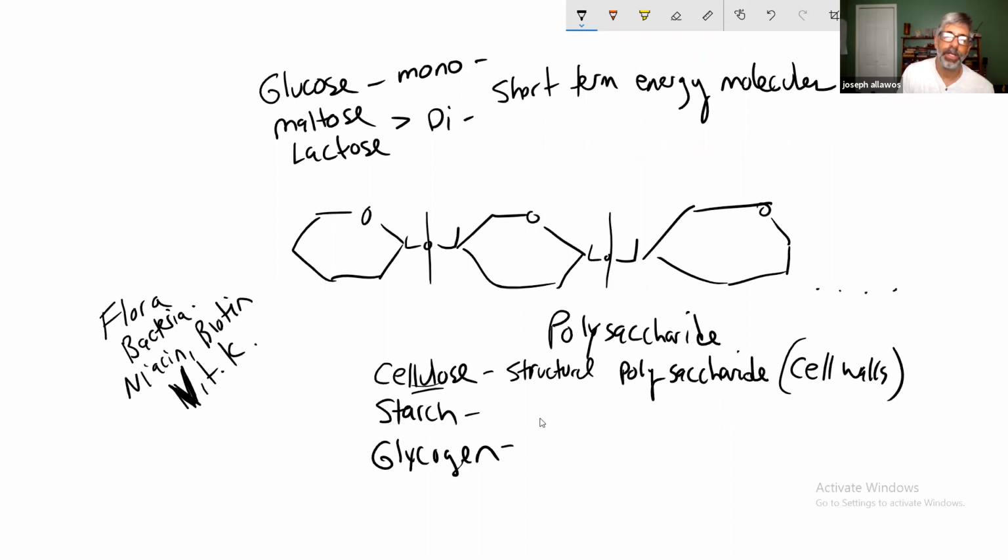What about starch and glycogen as polysaccharides? Starch is the storage polysaccharide, not structural, but storage polysaccharide in plants. And you know this, right? Where do you get starch? You get it from plants. You eat plants, and for example, a baked potato or pasta, you're eating plant starch. And your body takes that starch and chops it up into glucose, okay? Glycogen is the same thing in animals. It's the storage polysaccharide for animals.